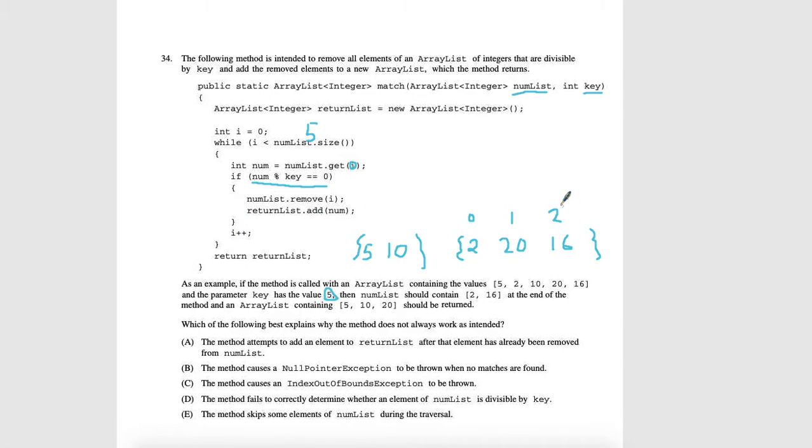i increments up to 2, and we're going to check the second element. Well, at this point, you can see exactly what the problem is. 20 is divisible by 5, and it ought to be removed from the array list and added into return list. That doesn't happen. So the problem here is that when we remove a number from the array, when we remove one of these ints, we ought to decrement so that we're not going to skip any elements. In other words, answer choice E, the method is skipping elements of numList during the traversal.